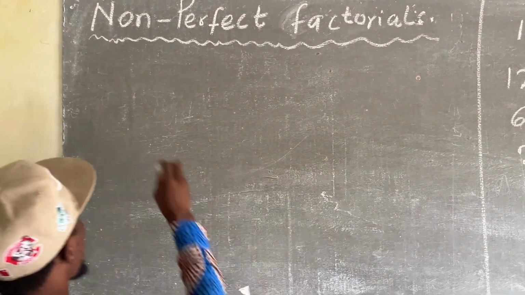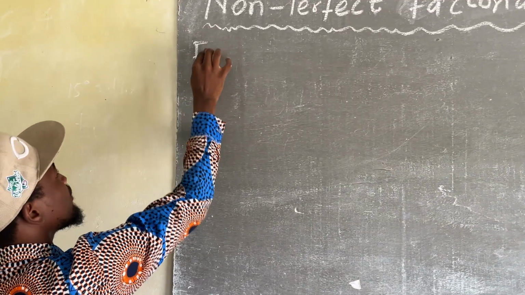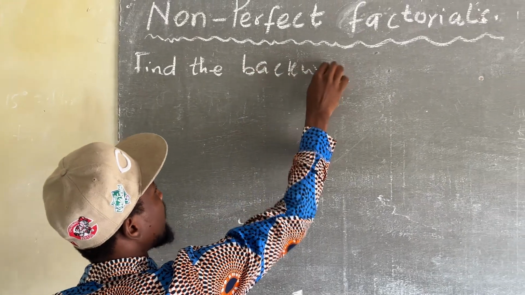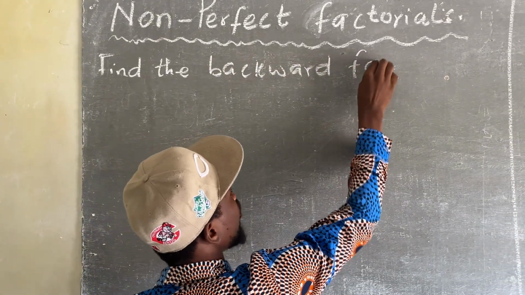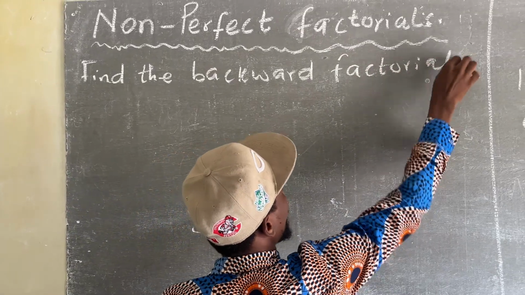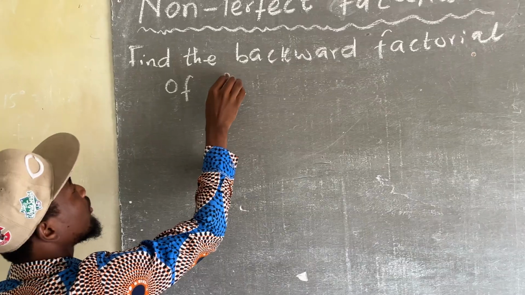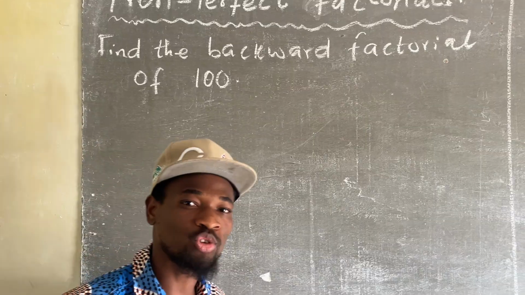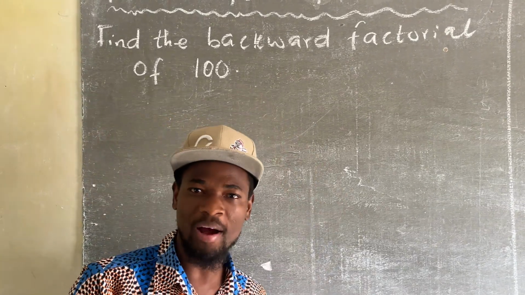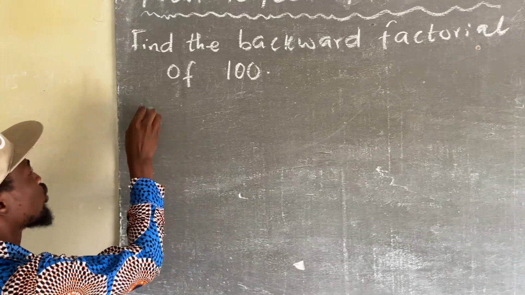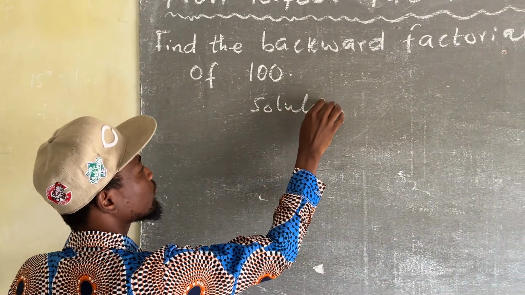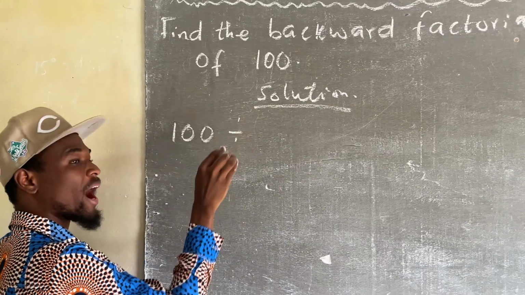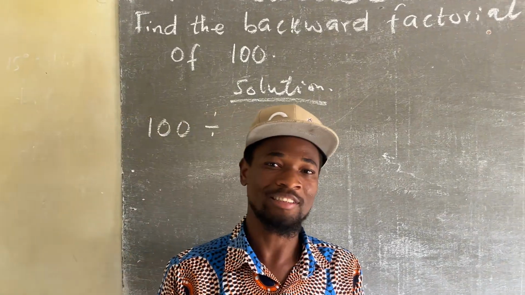Okay, so find the backward factorial of 100. This is very trivial. So what are we supposed to do? Begin with that number in question, which is 100. So we have our solution. We have our number 100, then you divide it by your divisor.